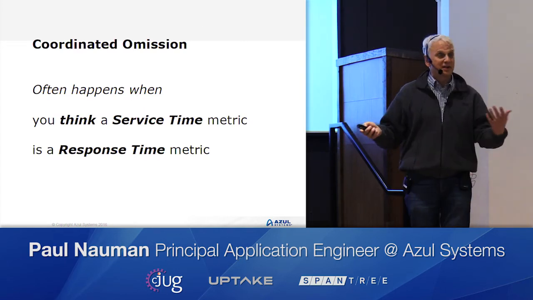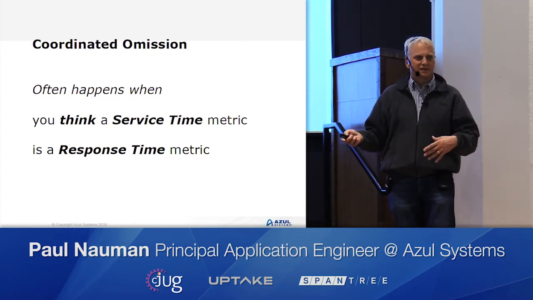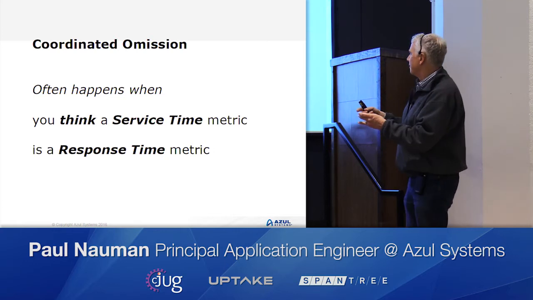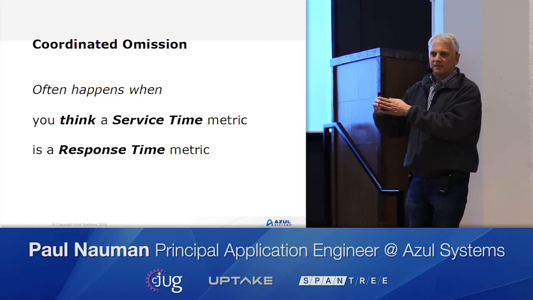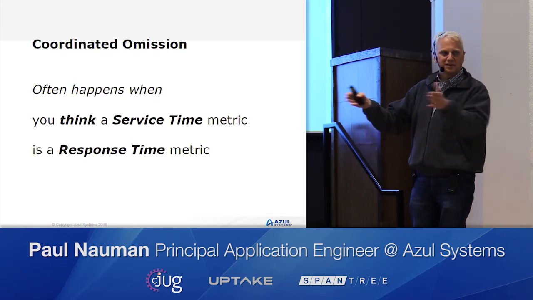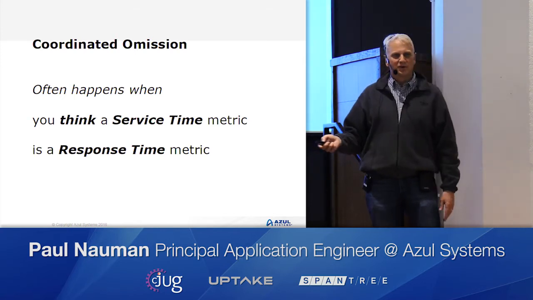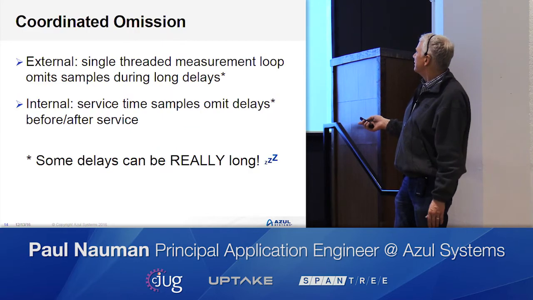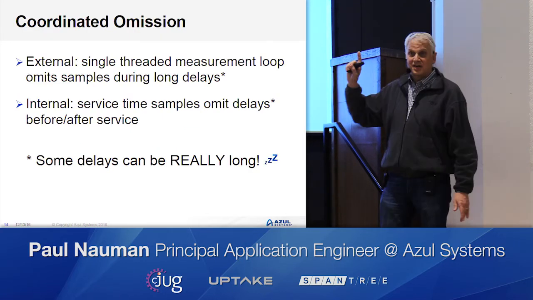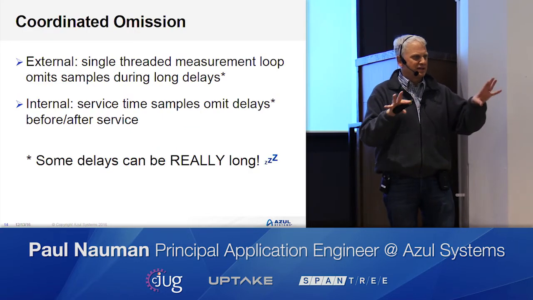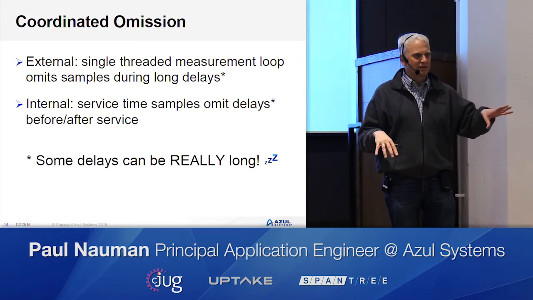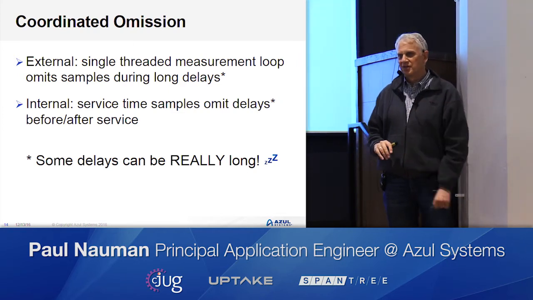So the mistake we're making is we're confusing a service time as a response time. We think that the service time is actually the whole thing. So that's another example of coordinated omission. So here are the two kinds that we just talked about, sort of internal and external coordinated omission.